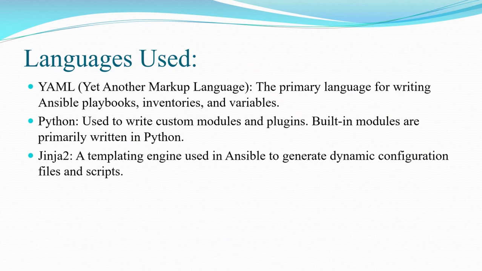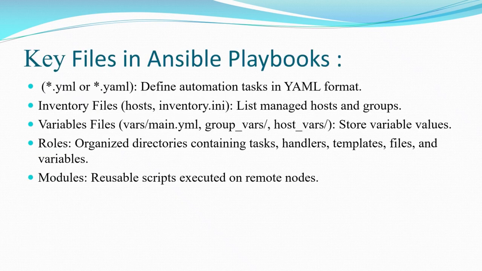Ansible mainly uses three technologies. First, YAML, which is used to write playbooks, inventories, and variables. It is simple and human readable. Second, Python, which is used internally and also for creating custom modules. Third, Jinja2, which is a templating engine used to create dynamic configuration files. Together, this makes Ansible flexible and powerful.